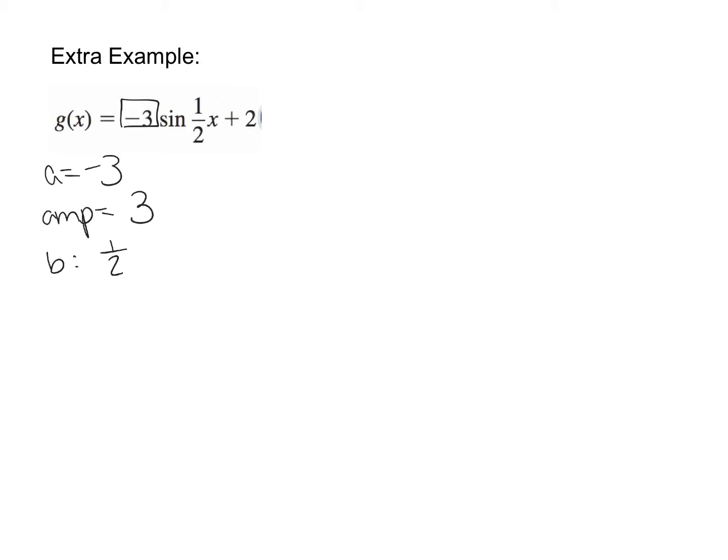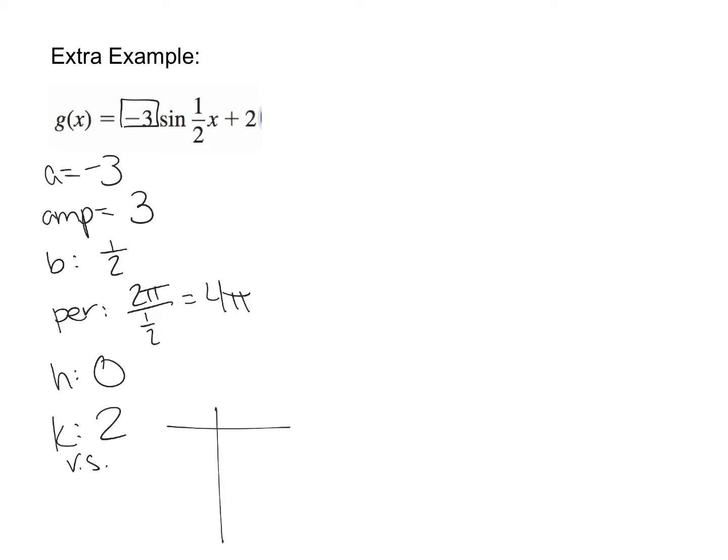That's what's between the sine and the X, which means our period is 2 pi over 1/2, which is 4 pi. And then we don't have an H, so there's no horizontal shift, so we're going to start at 0. And our K, our vertical shift, is 2. So those are all the pieces we need.